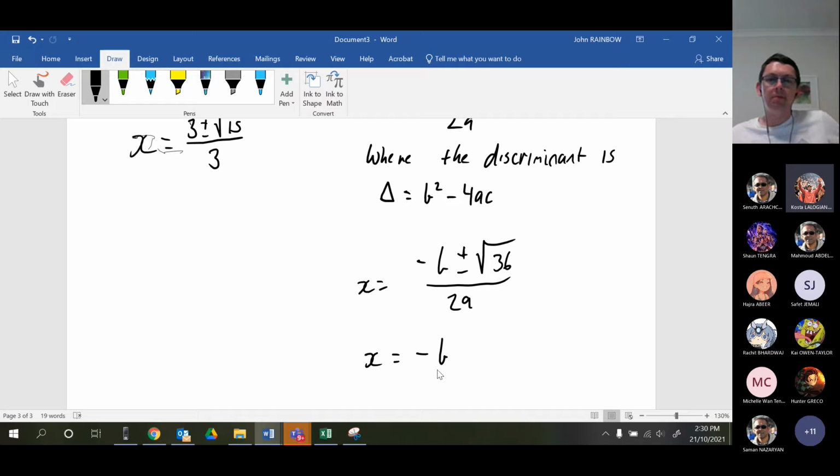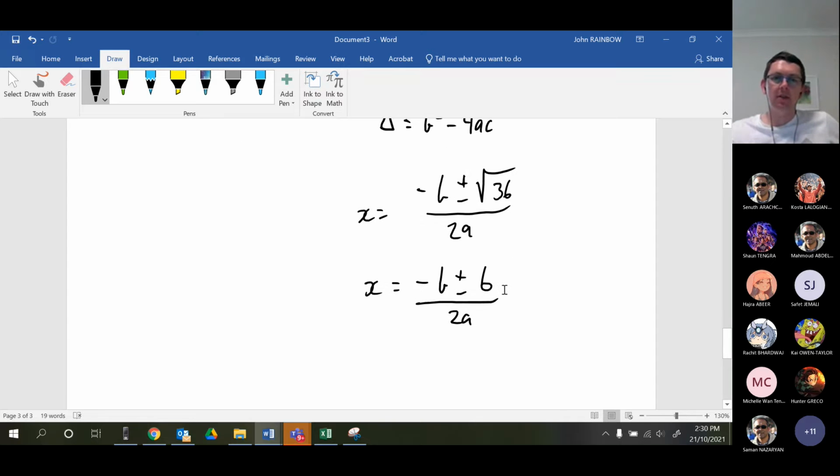Negative b plus 6. What's the square root of 36? 6. Right, so it's going to be plus or minus 6 on 2a. Because we're just looking at the discriminant now, I don't care about anything else. Then what would your answers for x be? You're going to have 2. Where are the 2 answers?